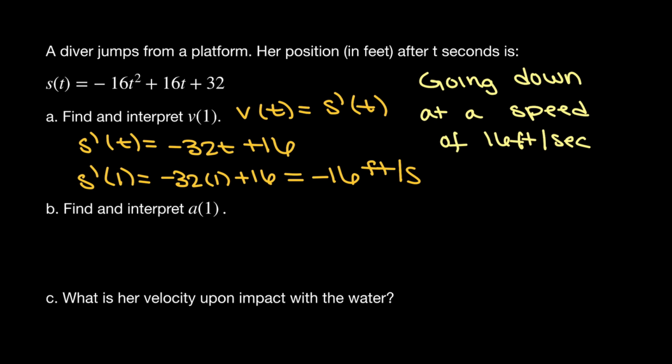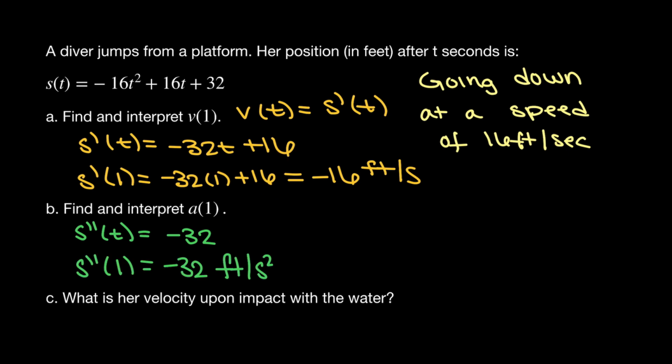All right, well, what about a of 1? Acceleration is the second derivative of my position. So if I look at s prime of t, the derivative of negative 32t plus 16 is just negative 32. There's nowhere to plug in the 1, so s double prime of 1 is negative 32, and my units are going to be feet per second squared. This is an acceleration. This is telling me how my velocity is changing.